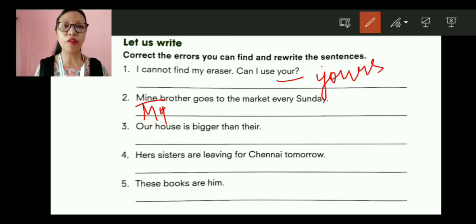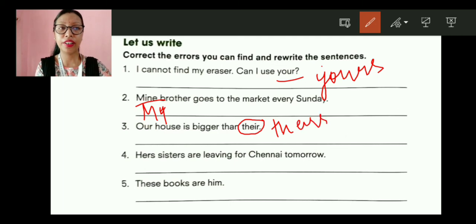Number 3, our house is bigger than their. So here, our house is bigger than their. We are comparing. There is a pronoun itself. So here, when we use the possessive pronouns, it will become theirs. So this is how you're going to do it. Okay, number 4 and 5 are homework for you. Attempt it on your own.